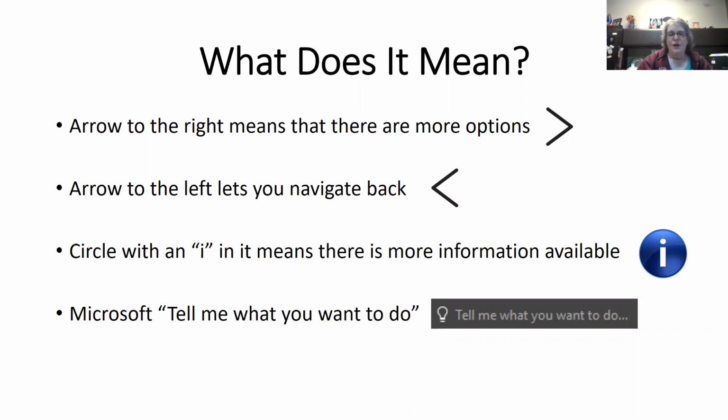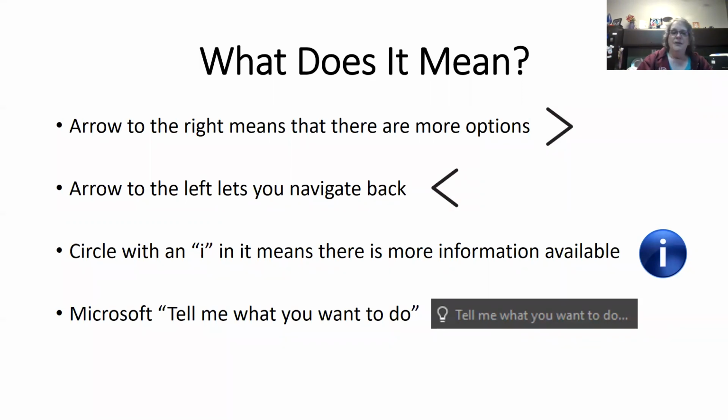Microsoft has a wonderful little feature that's built into all of its Office software. So this would be Excel, Word, PowerPoint, Outlook, etc. You usually find it at the top of the screen, and it looks like a little light bulb, and it says, "Tell me what you want to do."